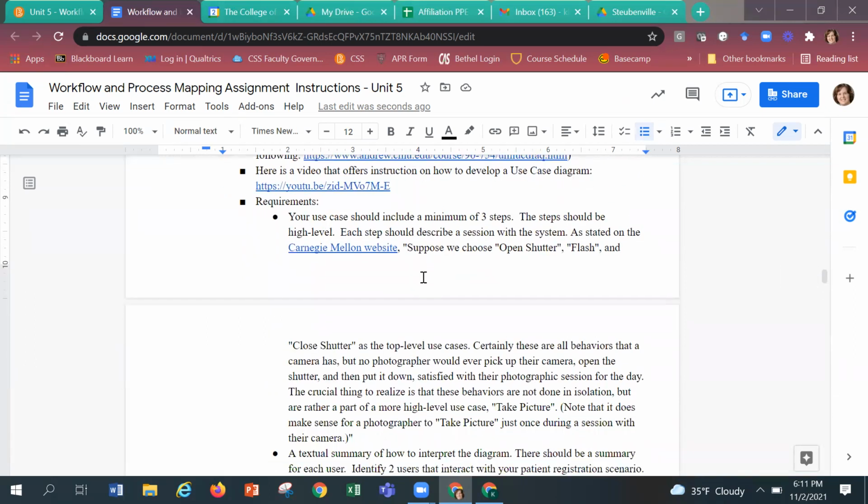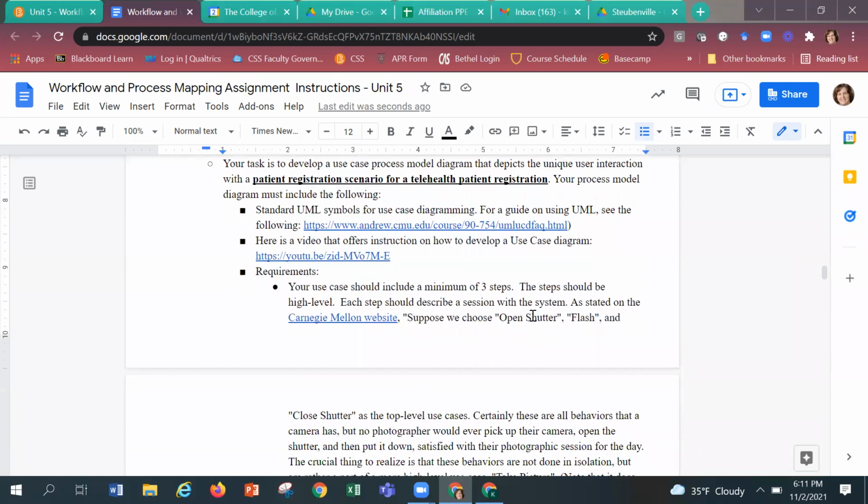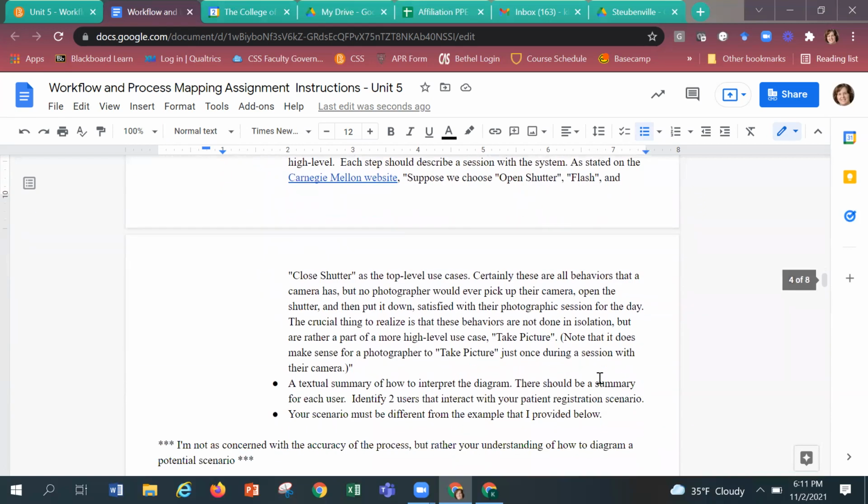And then the requirements of this is that your use case should include a minimum of 3 steps. The steps should be high level. Each step should describe a session with the system. So as stated on that Carnegie Mellon website above here, they use an example of an open shutter, flash, and closed shutter as part of their example, okay? And so I'm not going to read all this to you, but definitely take a look at that.